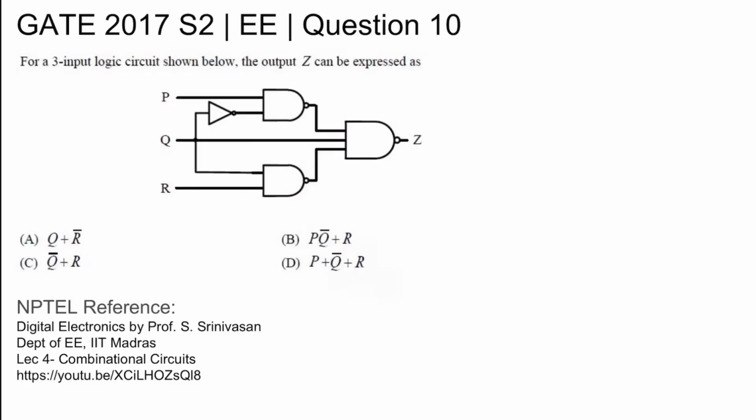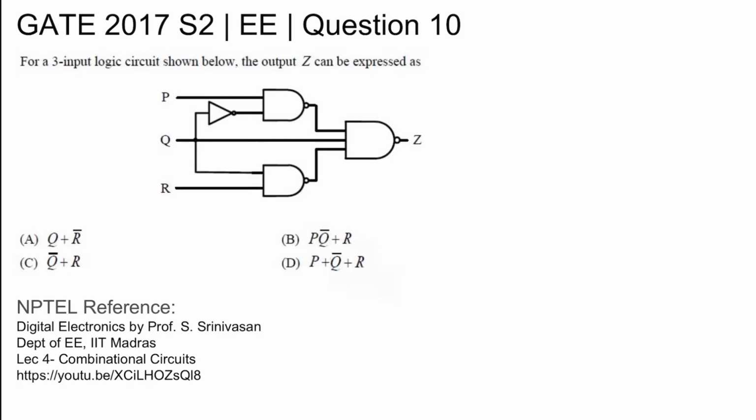This is GATE 2017 EE question number 10. For the 3-input logic circuit shown below, the output Z can be expressed as... The logic circuit is given and the 4 options are given. For NPTEL reference, you can refer to lecture number 4, combinational circuits, of the NPTEL course Digital Electronics by Professor S. Srinivasan.